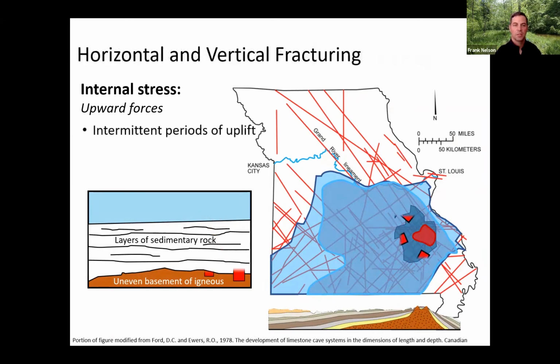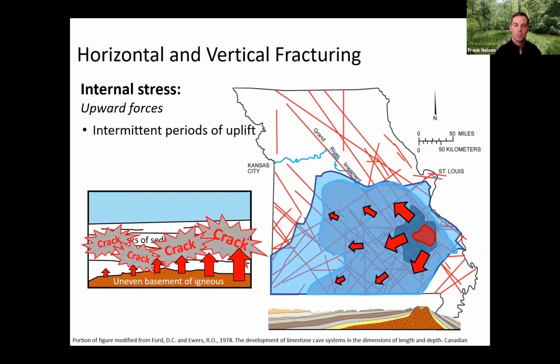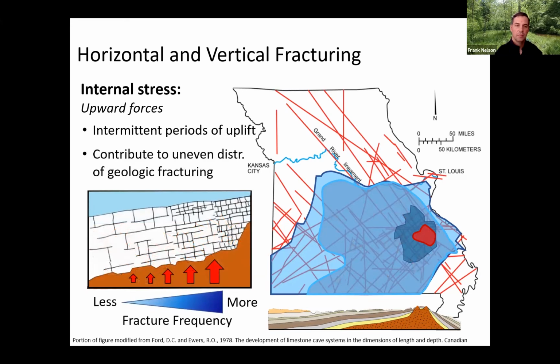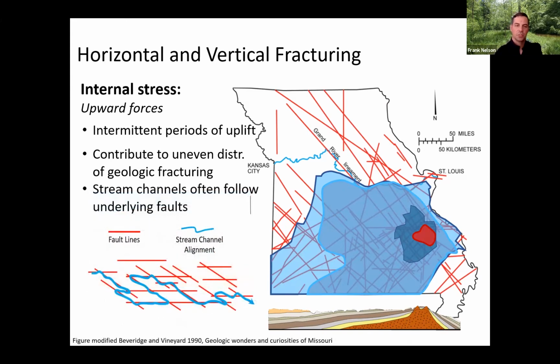And over time, there have been intermittent periods of uplift, and what is known as the St. Francis Mountains is kind of where this igneous dome occurs. As that's occurred, we've had cracking, and the limestone itself has this uneven distribution of geologic fracturing because of this underlying uplift. And we can see that manifested in the streams in the region, with the streams following the fault lines. You can see there's this concentration of faults right around the St. Francis Mountains, toward the center of this dome.